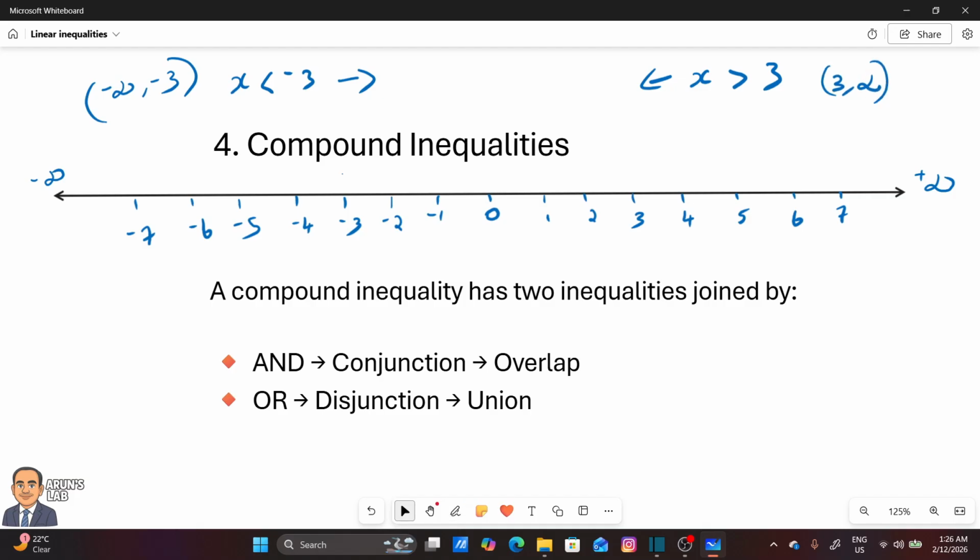So how will we combine these? Because x lies in both of these regions, we need both regions together. In this case, we will use a union symbol. Union means two separate regions are combined together. The next section will have more examples. So we use a union, I mean an or symbol, to combine both regions.